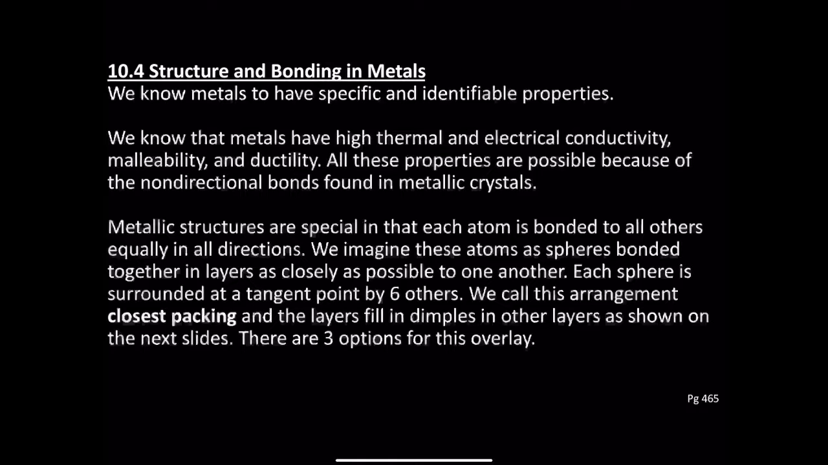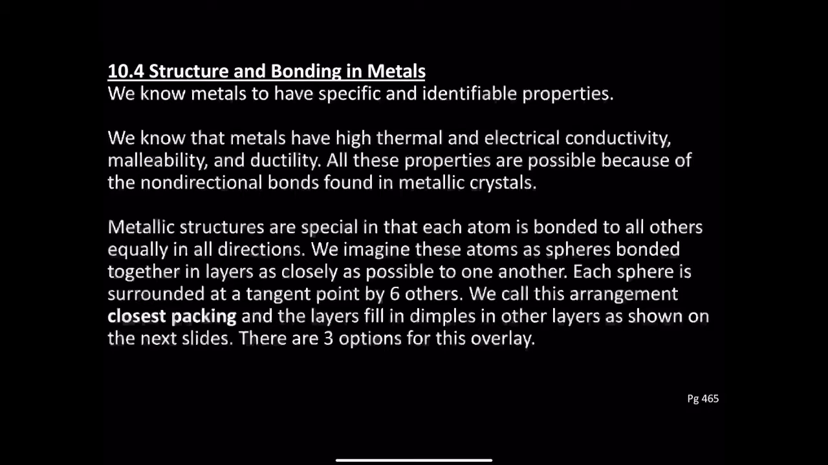And we imagine these atoms to be spheres bonded together in layers as closely as possible to one another. And each sphere is surrounded by other spheres at a tangent point. So there are six surrounding each of those spheres as well. And this arrangement is called closest packing. So it's as close as possible in all directions. And the layers fill out, so they're stacked in layers, and those layers fill in dimples in other layers that you will see on the next slide.